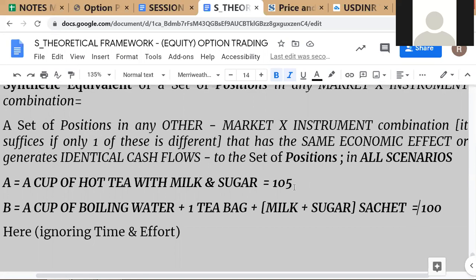Does this make sense to you now? Is it a little clearer? Yes, sir. It means in the end, I have to drink tea only. So I'm drinking tea and gaining a ₹5 profit as well, $5 profit as well. That is why I'm doing it.